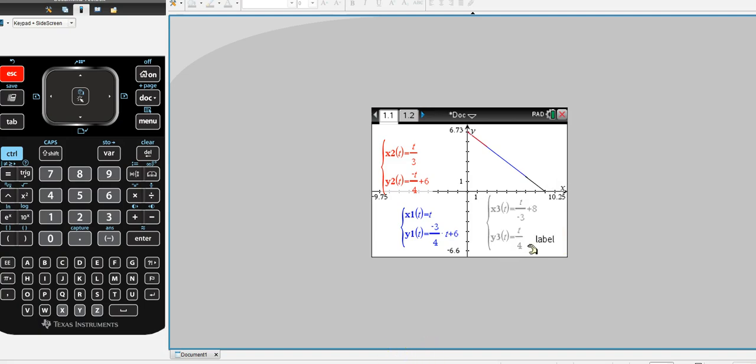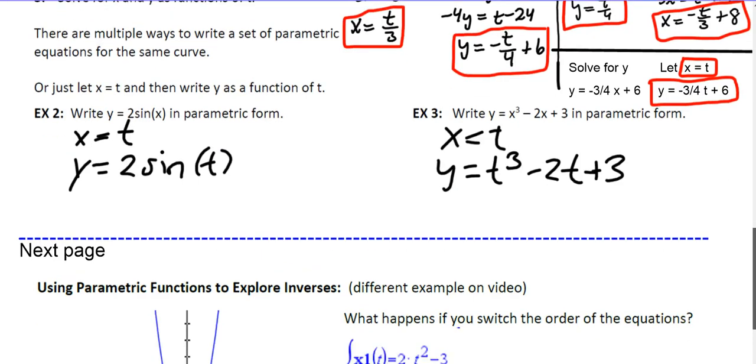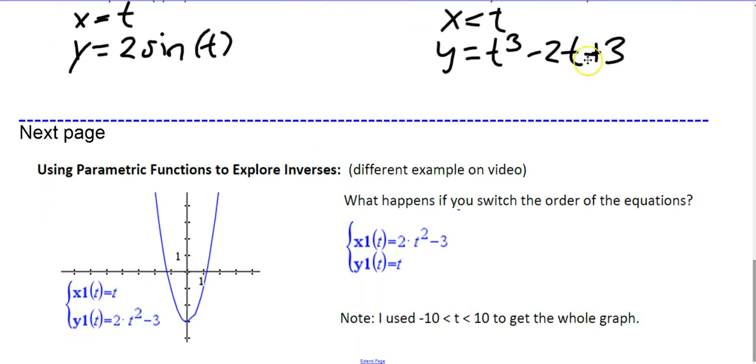Okay, let's go on to the next section, which is on the next page. I just want to do this little top section and then we'll leave the rest for the next video. Using parametric functions to explore inverses. It says different example on video. That's an old video, so it's obviously not a different example on this video, so we can ignore that.